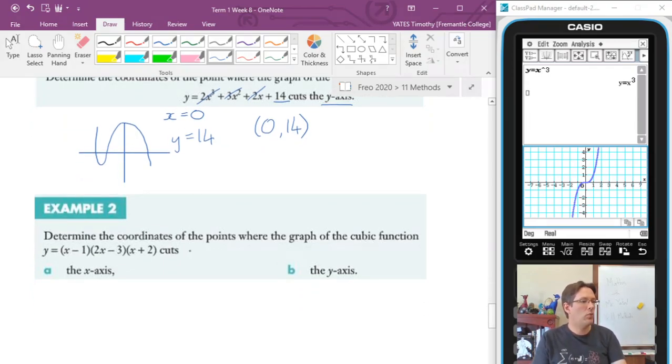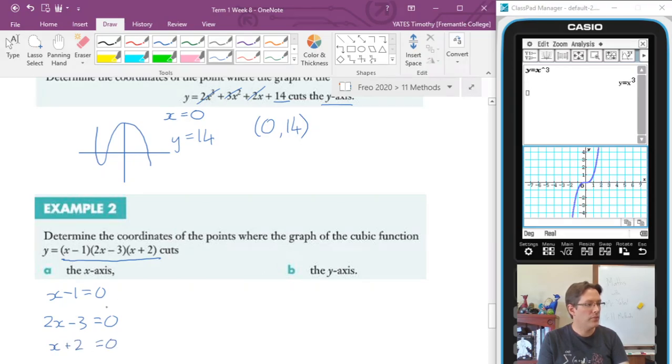This one's similar. We've got the coordinates of the points where the graph cuts the x-axis. So it cuts the x-axis. Obviously, we've got our 0 index law again. So we need to find where x minus 1 equals 0. We need to find where 2x minus 3 equals 0. And we need to find where x plus 2 equals 0. So that's obviously x equals 1, x equals 1.5, or I'm going to write it as a fraction, 3 over 2, and x equals negative 2.